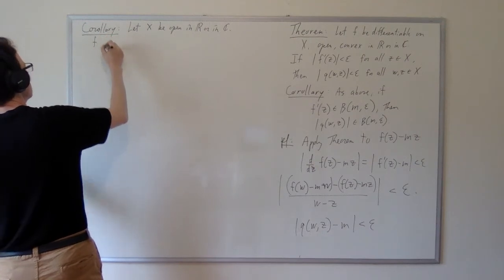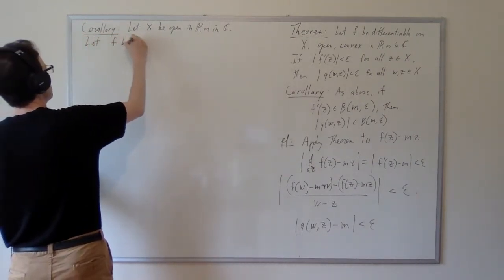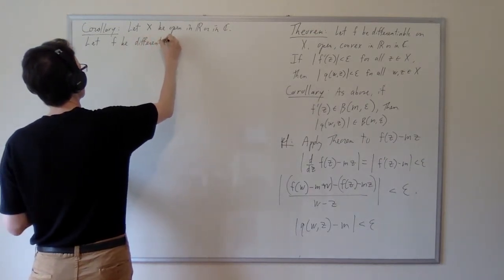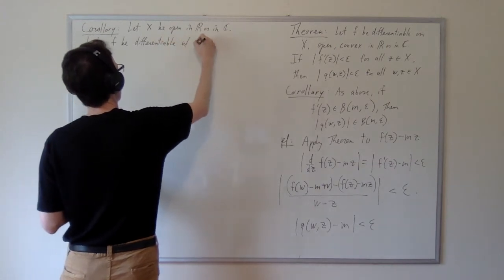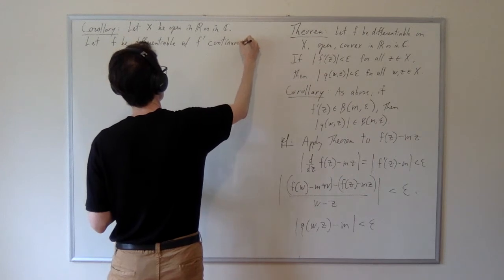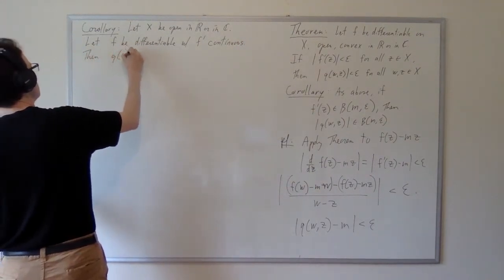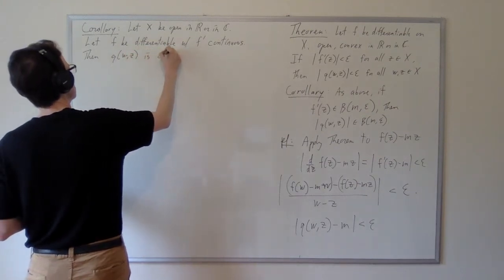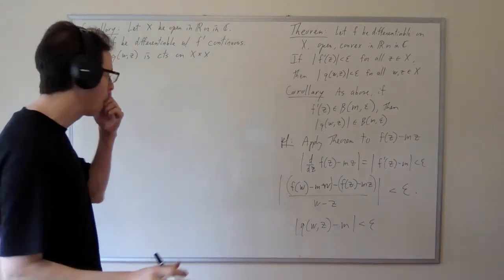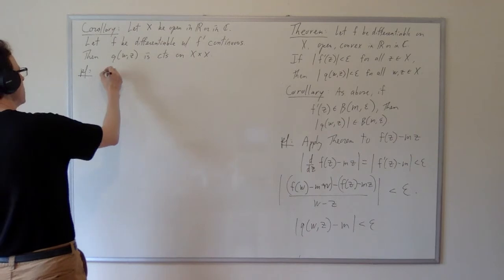And f is, now here I'm going to add a critical hypothesis. Let f be differentiable with f prime continuous. This is a really essential hypothesis here. Then q of wz is continuous on x cross x. So how are we going to prove this? Well, we already know a lot.